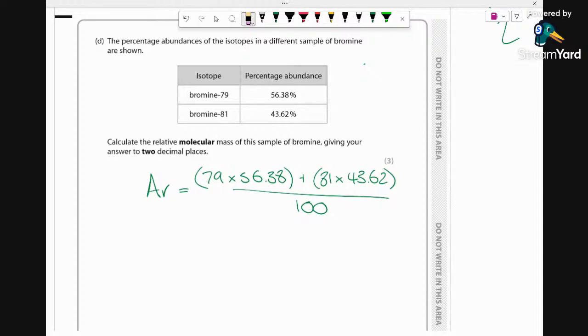79 multiplied by 56.38, plus brackets, 81 multiplied by 43.62, close brackets, divided by 100. And I should get a number in between these two, but closer to 79 than to 81, because that has a higher abundance. And I do. I've got a relative atomic mass of 79.87.